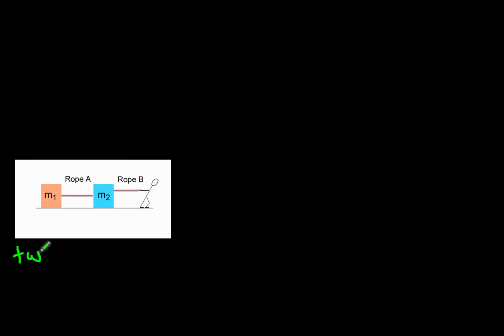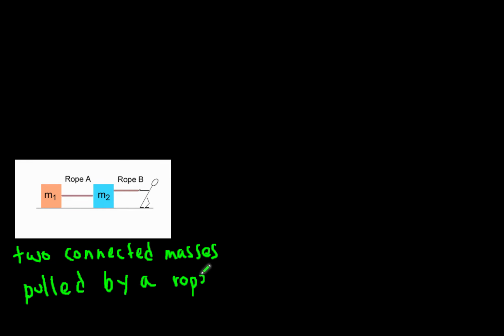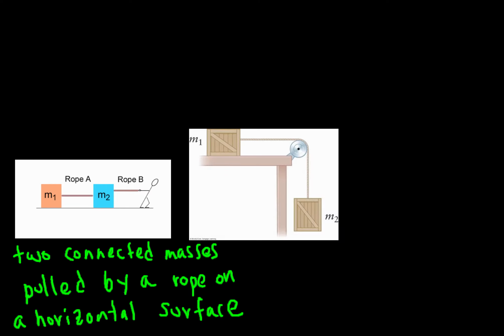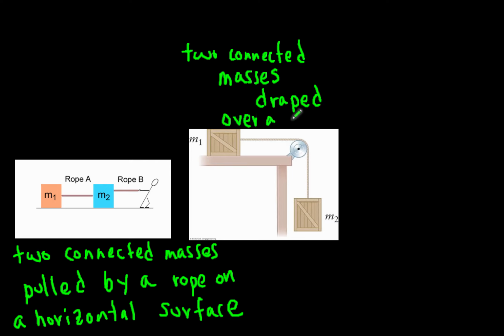We're going to look at several types of mass systems. For example, the first one and the simplest is two connected masses pulled by a rope on a horizontal surface. We'll also look at pulley systems. One pulley system might have a mass on a horizontal surface being draped by a rope over a pulley with another hanging mass. In pulley systems, instead of an applied force, often the force is gravity pulling the whole system down.